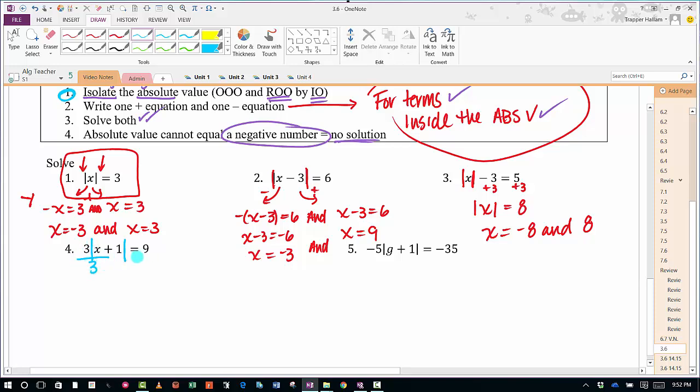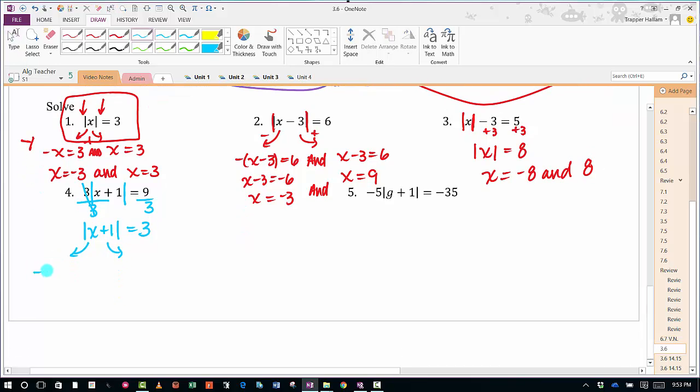I'm going to divide by 3 on both sides. So now I'm going to go ahead and clean that up. Those reduce to 1. So I have the absolute value of x plus 1 equals 3. Now I've got my absolute value isolated, so I'm going to write a positive version of it and a negative version of what's on the inside. So here's my negative. Negative x plus 1, there's a negative inside, equals 3, and my other possible solution is x plus 1 equals 3.